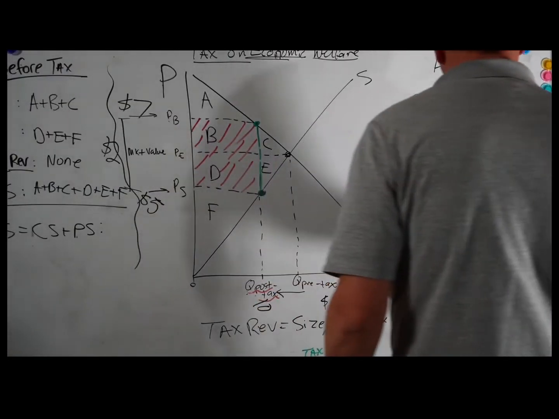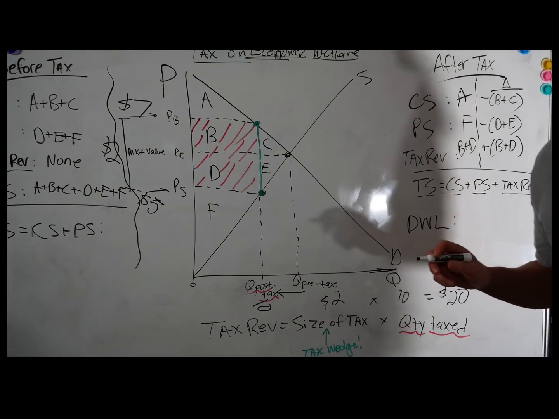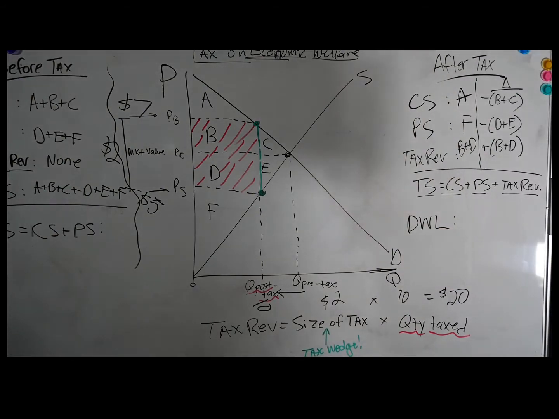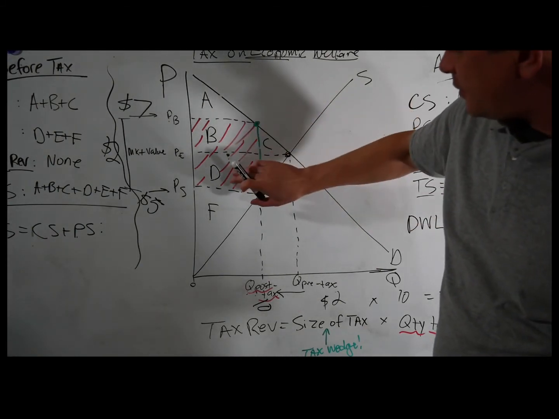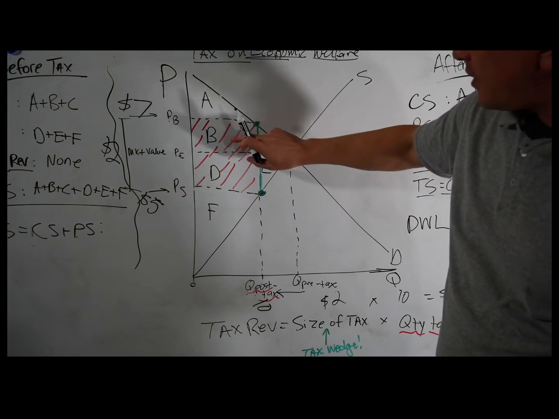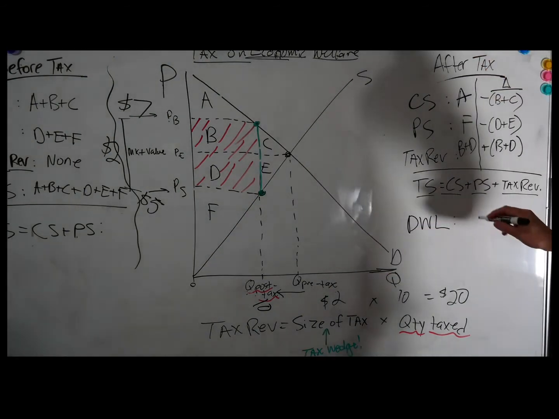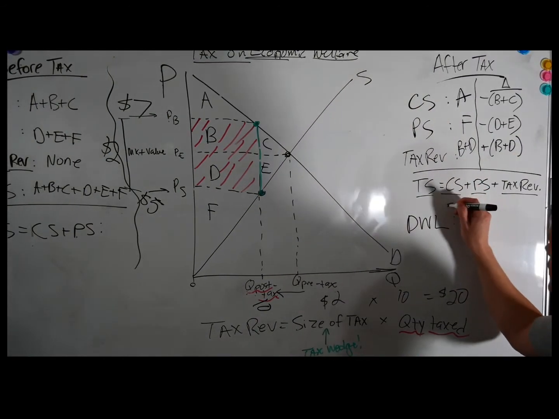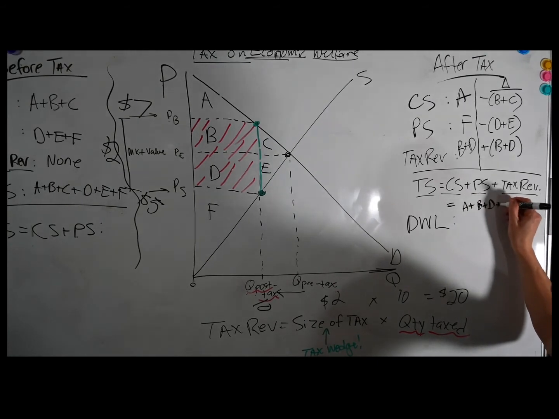Total surplus is consumer surplus plus producer surplus plus tax revenue. You and I both know, well, we waste some tax revenue dollars. We do plenty. But ideally, they use it for good stuff. So your total surplus then would be A plus B plus D plus F. Your consumer surplus A, your tax revenue B and D, and your producer surplus F. So your total surplus will equal A plus B plus D plus F.